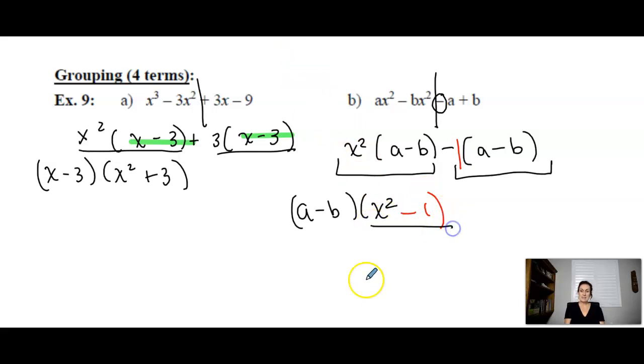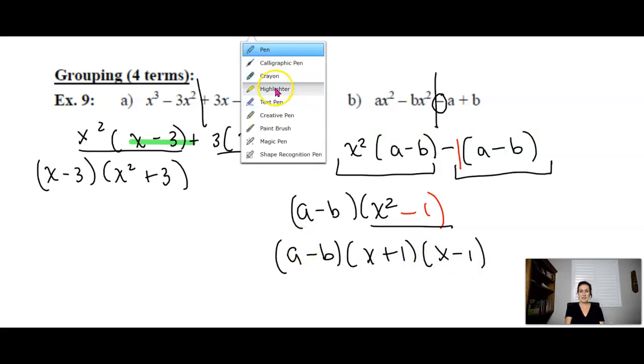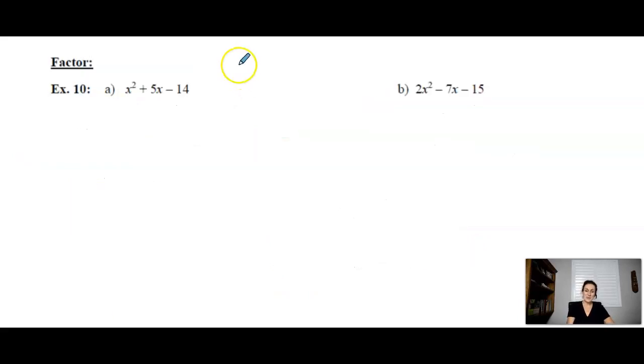Now this is a difference of 2 squares. So you're going to have the x plus 1 and the x subtract 1, and then that's going to be your final answer. So here were my two answers on example 9a and b. 10 is a reminder on how to factor.